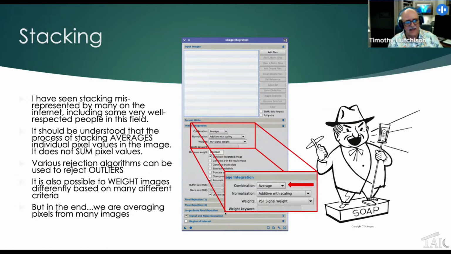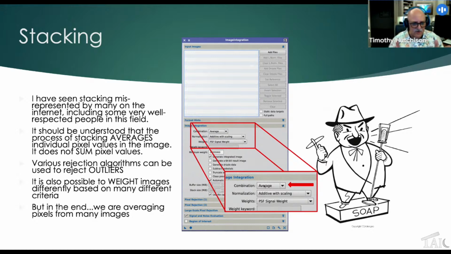And like I said, I think there's some misinformation out there where people represent stacking as adding images up. We're not adding images up. We're not increasing signal when we stack. We are averaging those images together. In fact, if you look at the screen in PixInsight, you may have not even ever looked at it, but the combination method says average, or it says median, or it says min or max, but it doesn't say sum. If you drop this list down, it never says sum. It's averaging those pixels together, right?